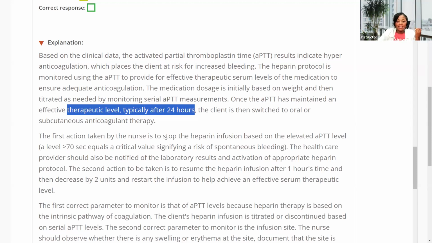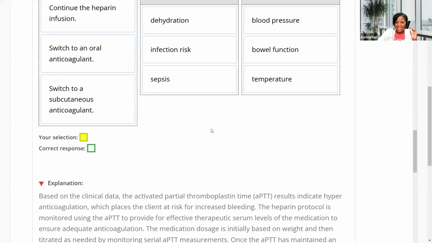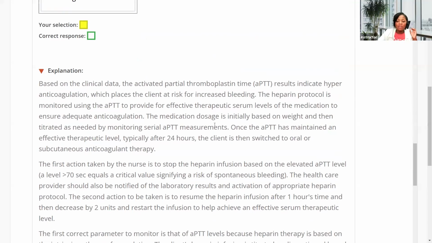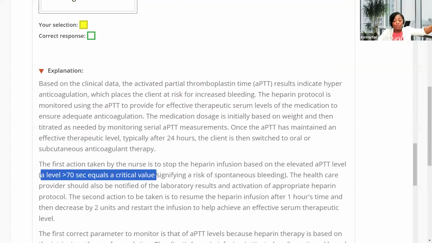All right. And so again, in this case, the PTT level was 80 something, right? I think it was 82. That's a long time. And please remember that 80 anything. So with that, we had to stop the heparin. So remember, a level that is greater than 70 seconds equals a critical value.